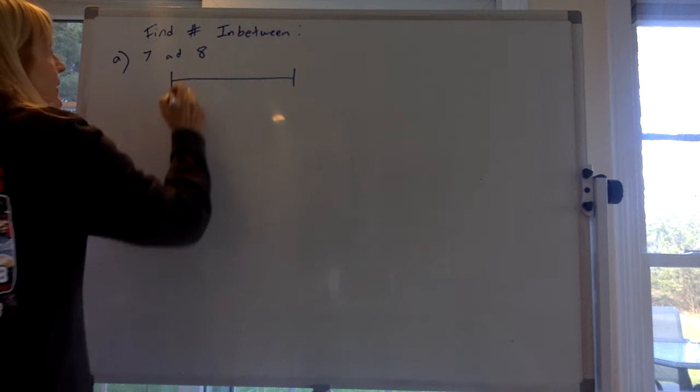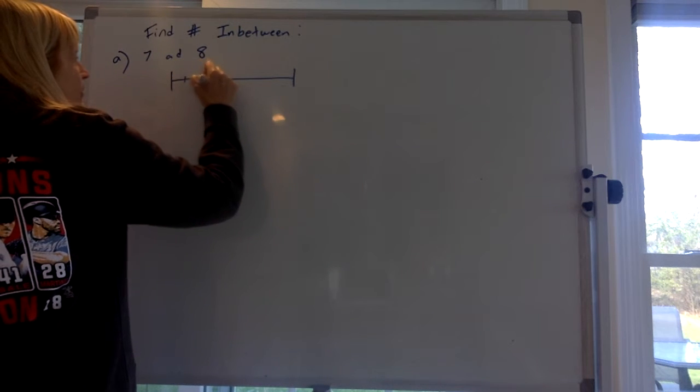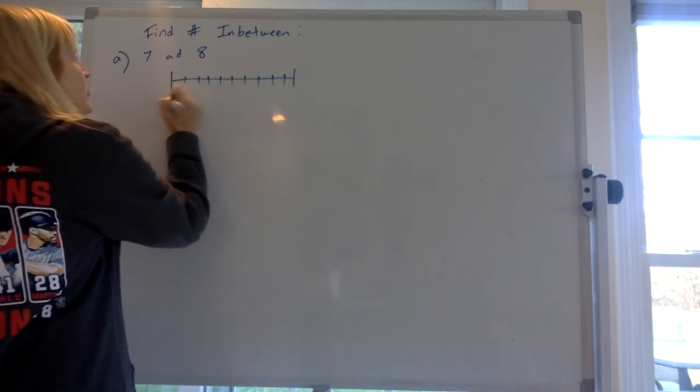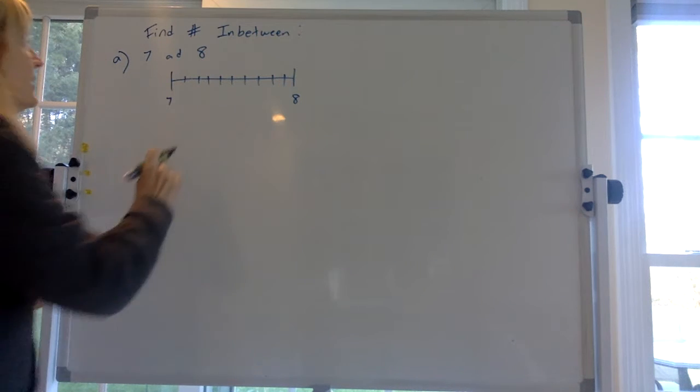And remember, we put 9 little ones in between. 1, 2, 3, 4, 5, 6, 7, 8, 9. And your two endpoints are the two numbers that we talked about. In this case, it's 7 and 8.